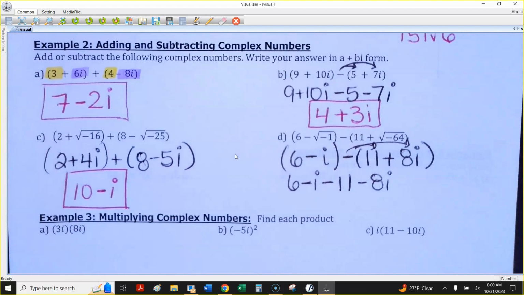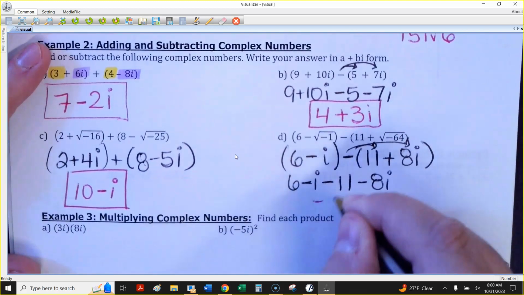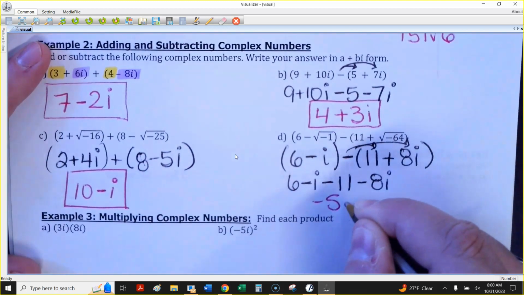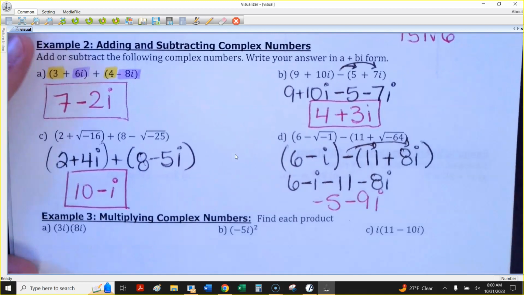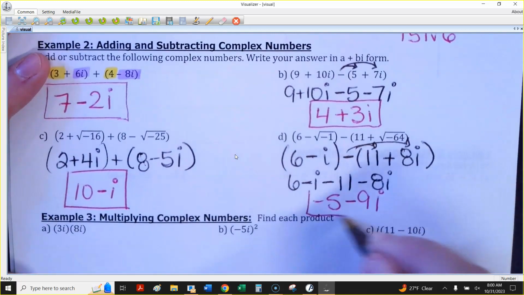Can anybody just raise your hand, try that one? What would your final answer be? What do you think? Right, good deal. Minus 5 minus 9i. Is anybody having a question?